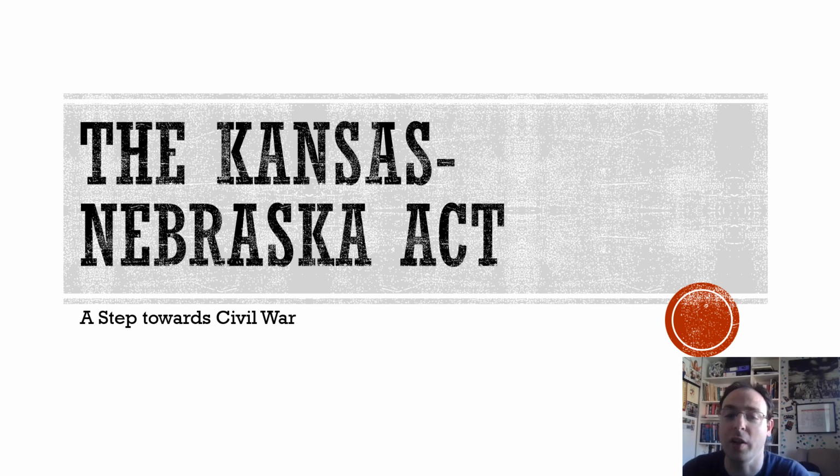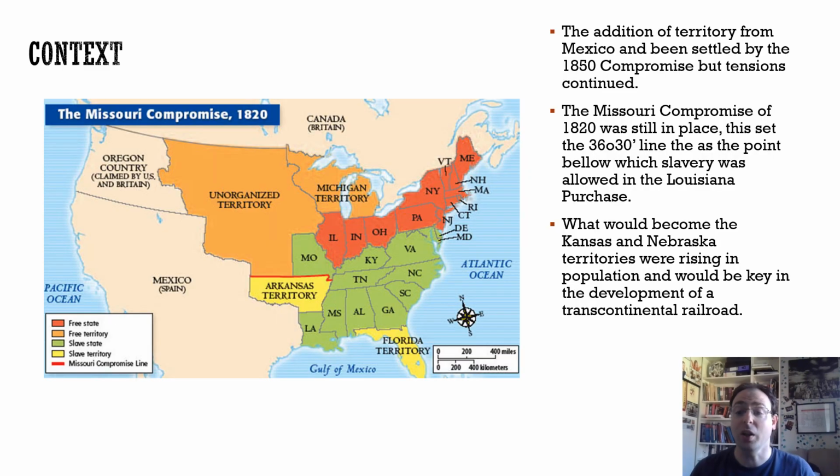Hi all, we're going to look at the Kansas-Nebraska Act, which is a really important stepping stone towards the American Civil War. It's a really important act that really divides America and has wide-ranging impact and consequences. So it's a really important part of the study of the build-up to the American Civil War. First, the context of what was going on.